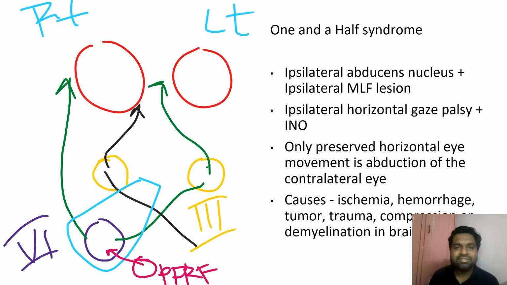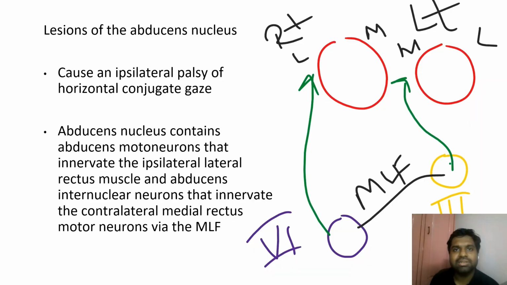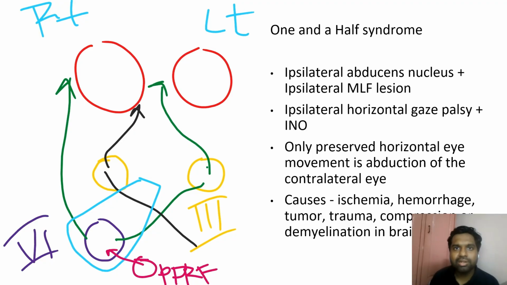Let us talk about one-and-a-half syndrome here. What is actually happening in this one-and-a-half syndrome? There is a lesion in one abducens nucleus and second in the medial longitudinal fasciculus. See the diagram. I have mentioned in the diagram there is a lesion in the right abducens nucleus and the medial longitudinal fasciculus that is arising from the left side.